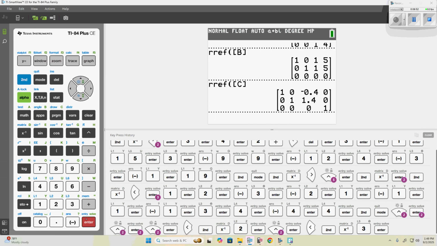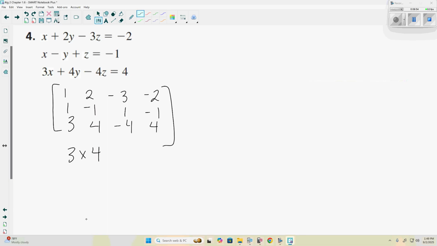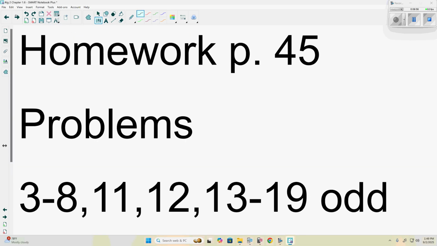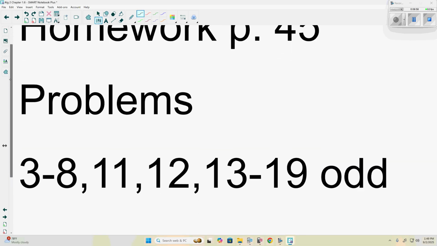Well, if we feel comfortable with this here, and I think we do, move on to the homework assignment. 3 through 8, 11, 12, 21 through, or 13 through 19. 3 through 8. Write the augmented matrix, state the dimensions. Nope, just 13 through 19.